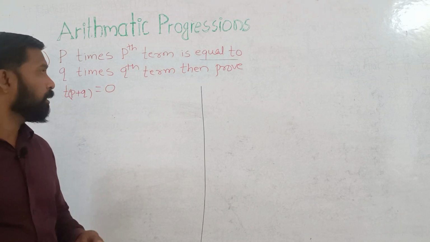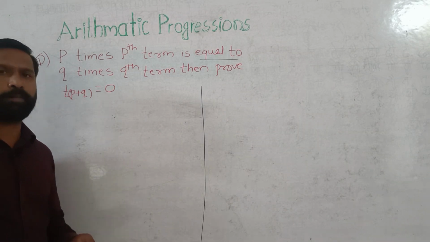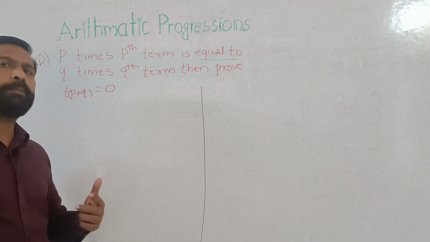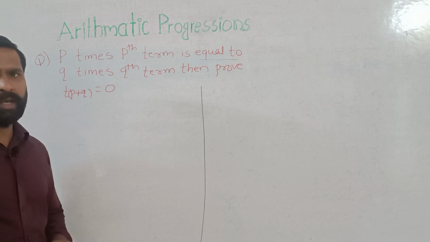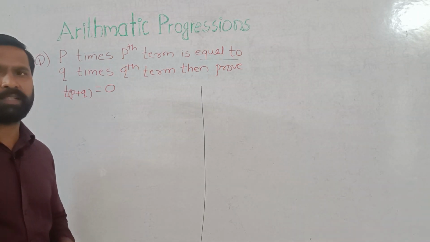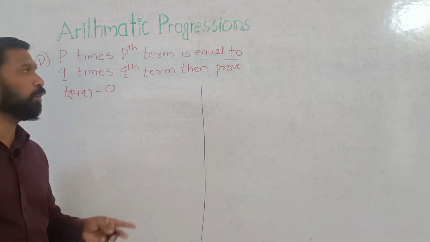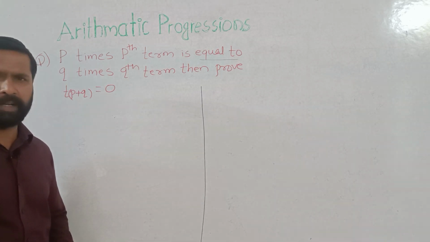Today we are going to discuss arithmetic progressions. One problem: if p times the pth term is equal to q times the qth term, then we prove that the (p plus q)th term is 0. This problem is frequently asked in examinations, either for 4 marks or 3 marks. Some students were asking, sir, will you explain? So definitely I will be explaining.